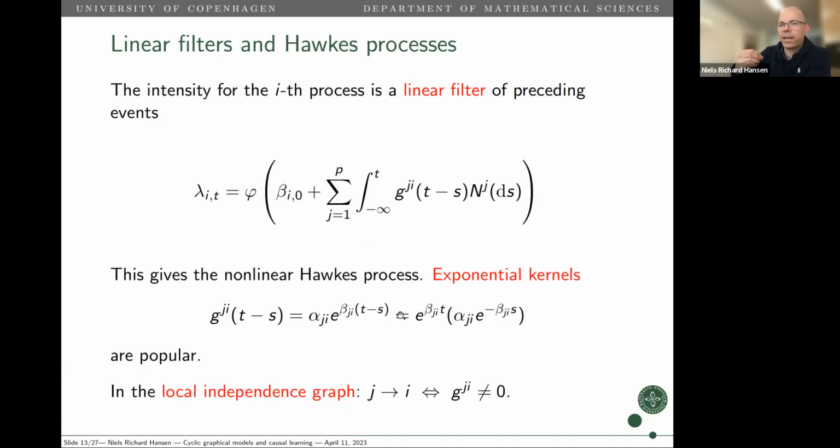If we recall, how was the local independence graph actually defined? It was defined by looking at this lambda and how it depended on the other processes in the system and their histories. And we can read off the local independence graph directly from this specification. We have an edge from J to I if and only if the corresponding kernel is non-zero. If we go up to the exponential kernels, we can see that this is encoded by the alpha_ji matrix. So for these particular parameterized families of kernels, we can read off local independence graphs directly from the parameters.